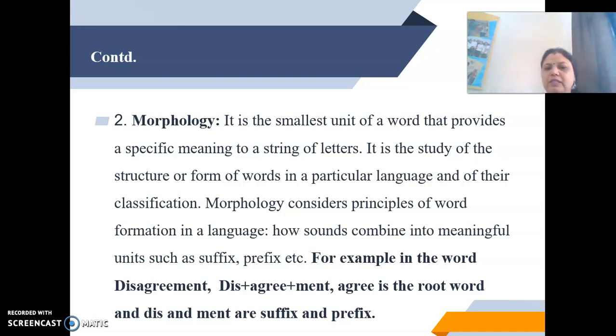Morphology considers principles of word formation in a language, how sounds combine into meaningful units such as suffix, prefix, etc. For example, in the word disagreement, dis plus agree plus ment. Agree is the root word, and dis and ment are prefix and suffix which give the new meaning to the word agree.